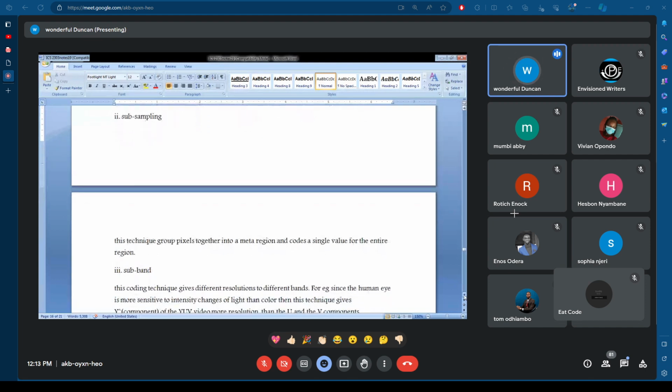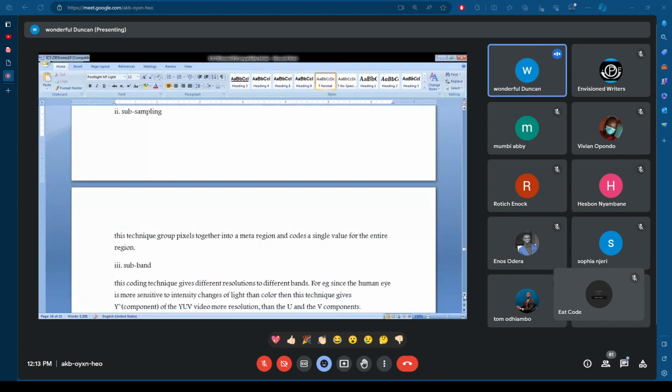Another type of source coding is sub-sampling. Write that, sub-sampling. This technique groups pixels together into a meta region and codes a single value for the entire region.